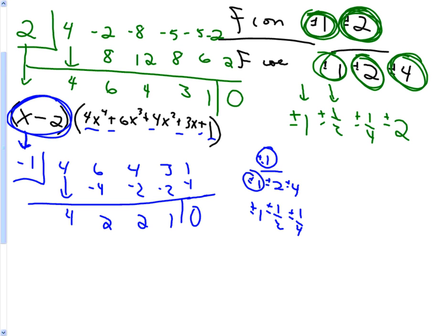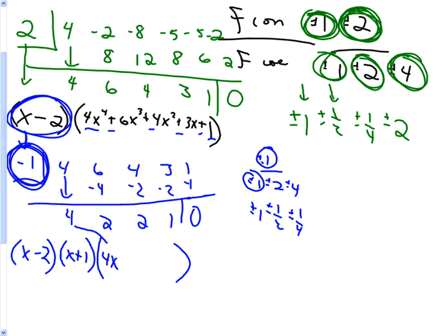and so now don't forget about this root. That's still part of it. And then there's this root, and that's x plus 1. And then there's this part here, 4x to the 3rd plus 2x squared plus 2x plus 1. And then what would you have to do? Factor by grouping.